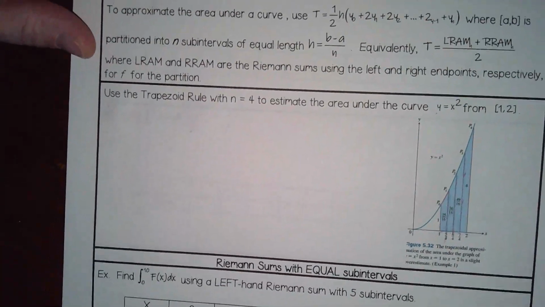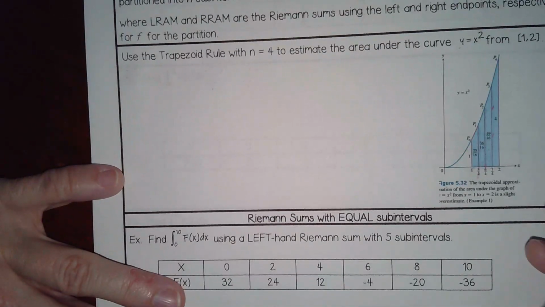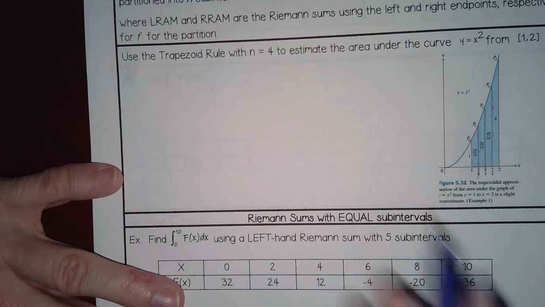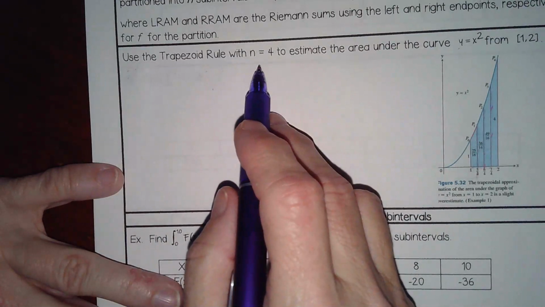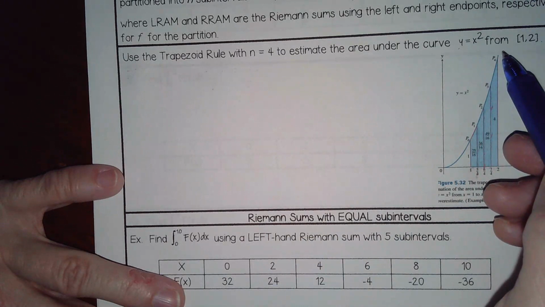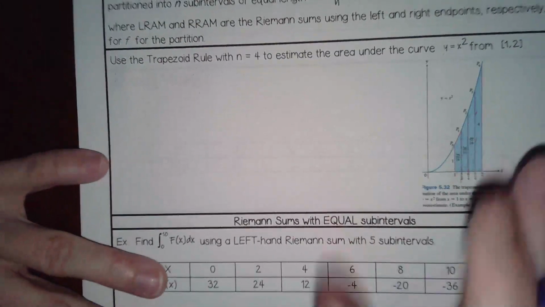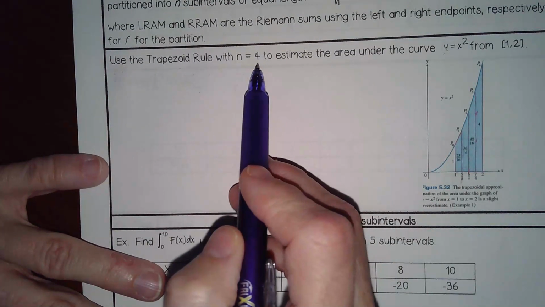Let me get my page turned better, sorry. So we're going to approach this the same way that we would if we were using rectangles. This says use the trapezoid rule with n equals 4 to estimate the area under the curve y equals x squared from 1 to 2. So what this is telling us is we want 4 trapezoids.